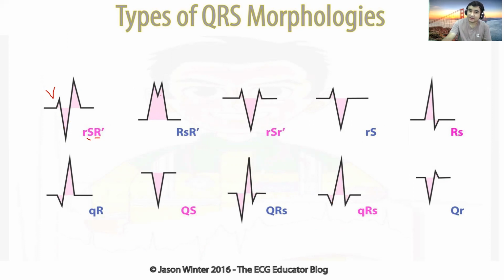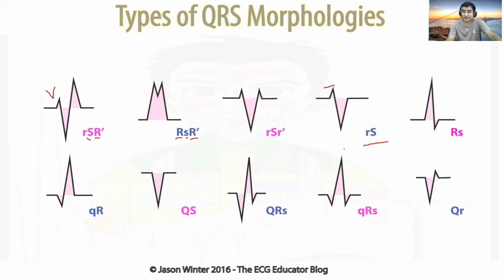First positive is R, that's why it's called R. Then the negative deflection is S. Then the second positive is R, this is called R dash. This is how you have to give the nomenclature to the different QRS morphologies. Like in this patient, the first positive is R and the negative is S, so rS. Why do you use a small letter? Because the amplitude is small. Why use a capital here? Because the amplitude is large. That's how we can give different nomenclature to the different QRS morphologies.